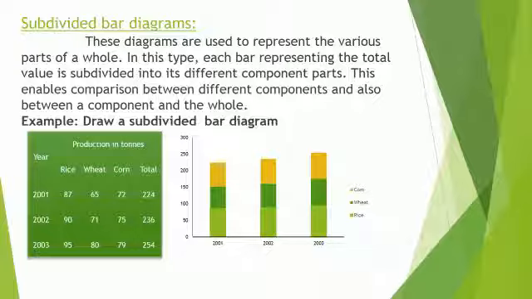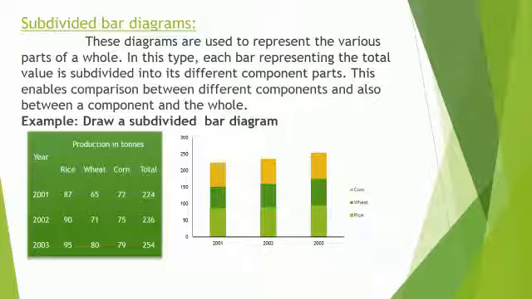First, you have to find the total of 2001, the whole components total. Rice plus wheat plus corn total is 224, and the 2002 whole total is 236, and the 2003 whole total is 254. So first you have to find the overall total year wise. Then draw the x-axis representing year and the y-axis representing the values. Just draw a bar diagram.